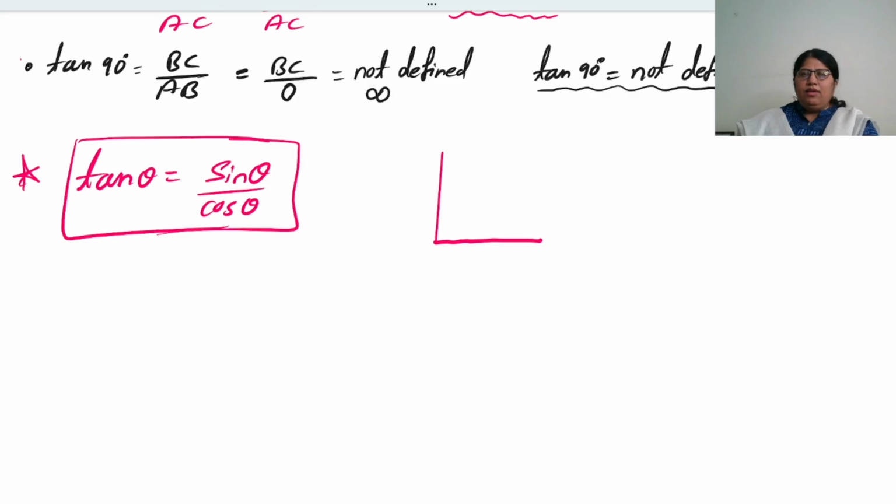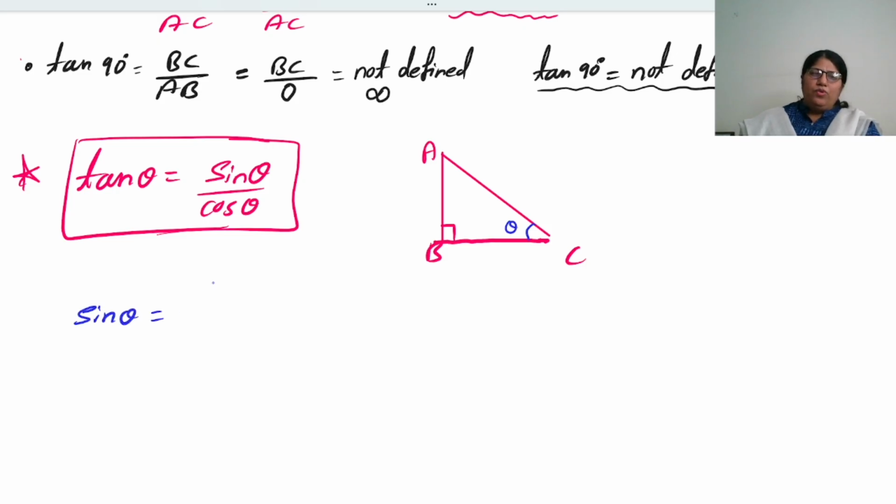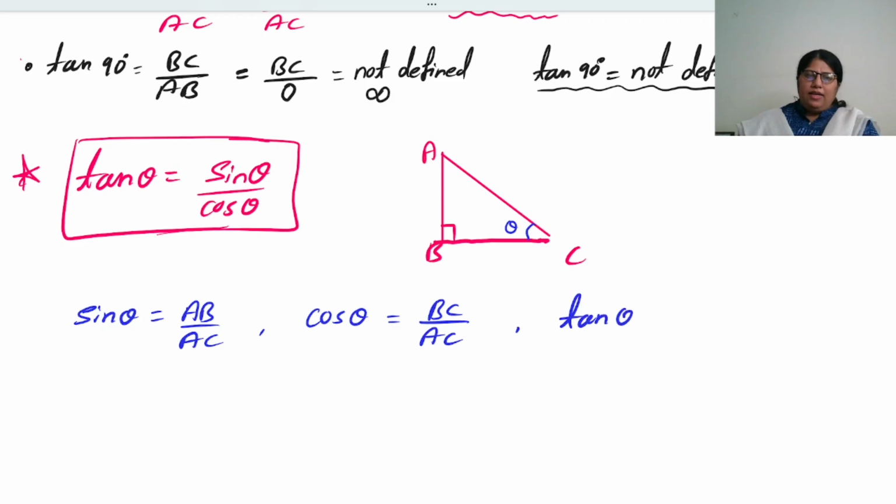Let us see one right triangle, then you will understand how I can write this down. So if I am writing here triangle ABC, right, and the angle is theta. If I take it as theta, you know that sine theta is opposite by hypotenuse, so it is AB by AC. And cos theta is nothing but adjacent by hypotenuse, which is BC by AC, and tan theta is AB by BC. Now, how do I relate sine, cos, and tan?